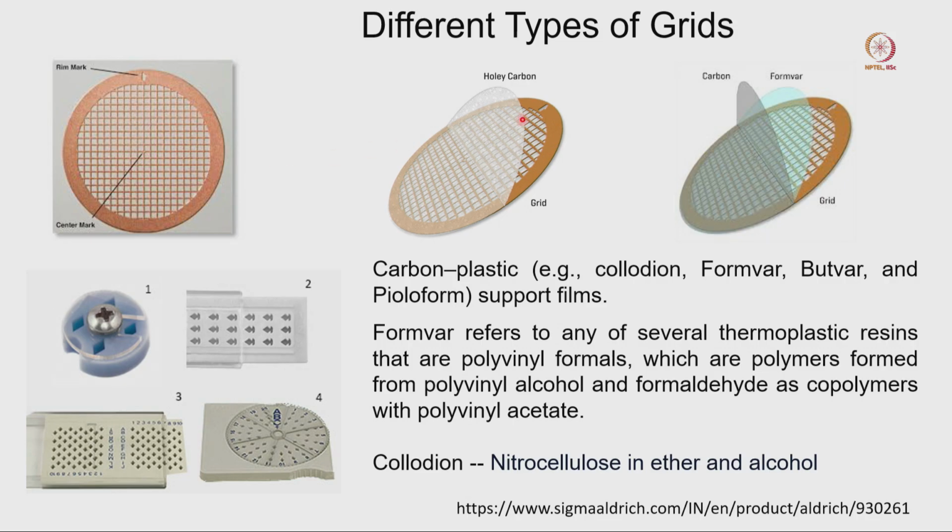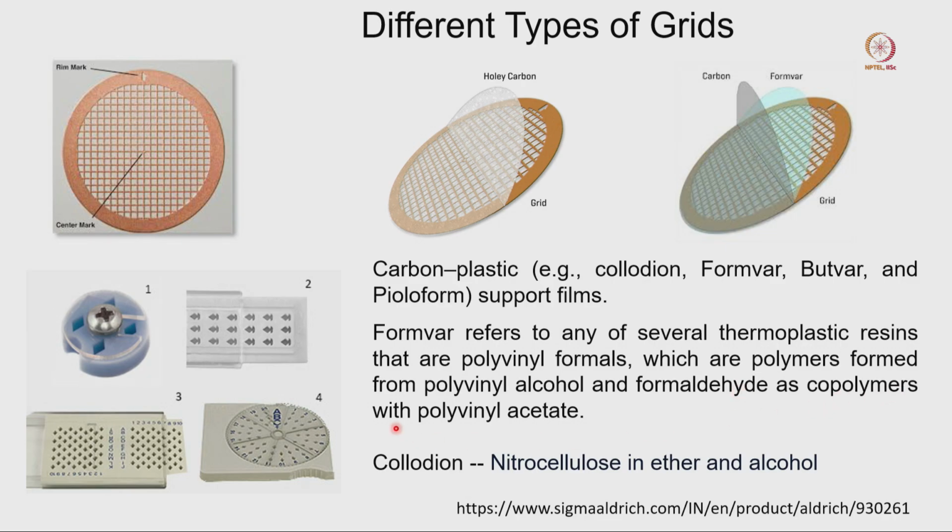Now here you can see this is a grid where you can see multiple squares. Based on the number of squares we can tell whether it is a 200 mesh or 300 mesh grid. Now if you come here, you can see in this grid there are two different layers. One layer is Formvar. What is Formvar? Formvar is a thermoplastic resin, basically polyvinyl formals, which are polymers formed from polyvinyl alcohol and formaldehyde.